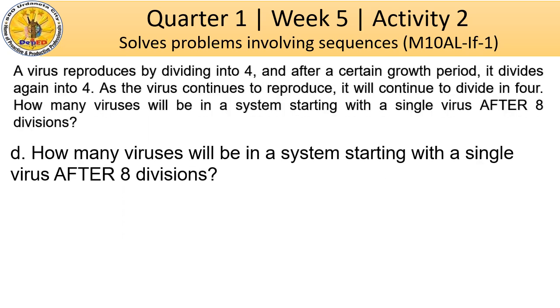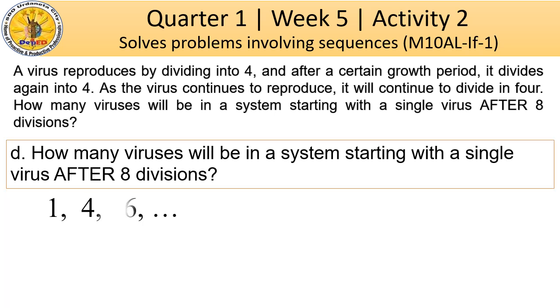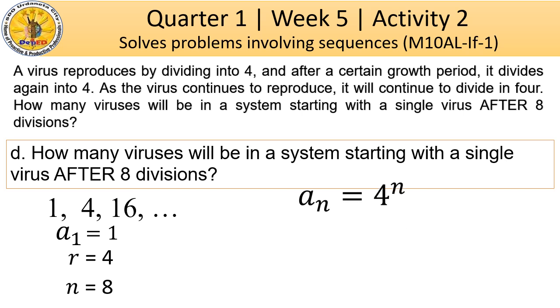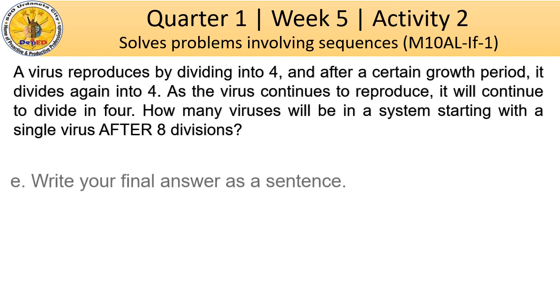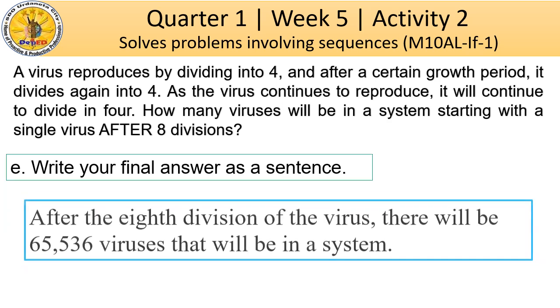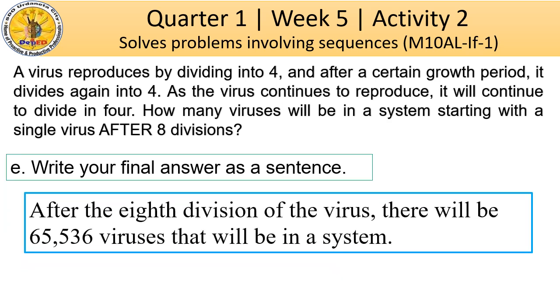How many viruses will be in a system starting with a single virus after 8 divisions? We have 1, 4, and 16, and so on. With the given values, let's use the formula. Substitute, and then simplify. A sub n is equal to 65,536. Write your final answer as a sentence. After the 8th division of the virus, there will be 65,536 viruses in the system.